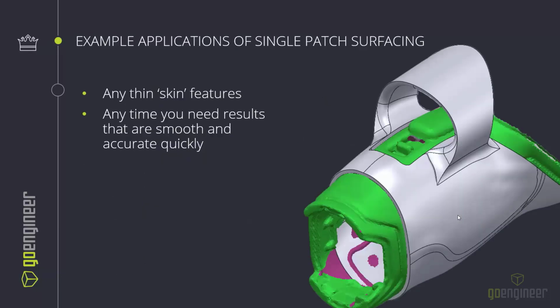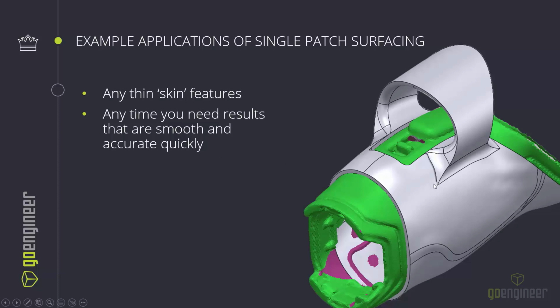So what's an example of a single patch application? Something like this. As I mentioned, anytime you want to do some sort of skin type feature where you're creating a surface and then thickening it, single patch is going to be your best friend. And it's also going to give you nice, smooth, and accurate results very quickly.